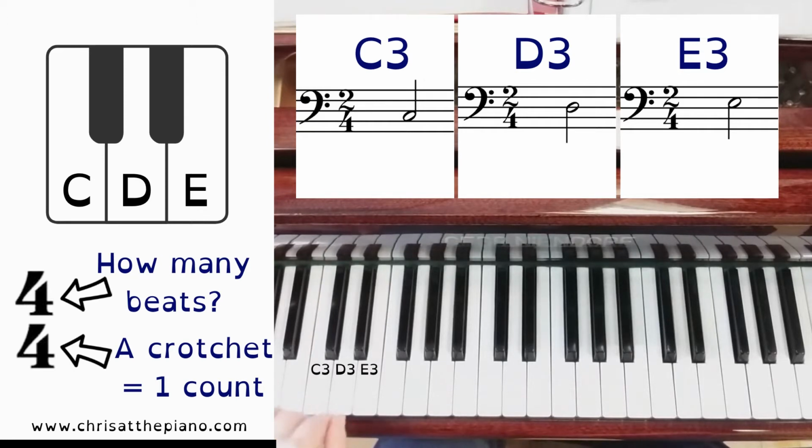3 left-hand notes has 4 beats in a bar and starts with the little finger on C, 4th finger on D and 3rd finger on E. We'll count 4 in. 1, 2, 3, 4.